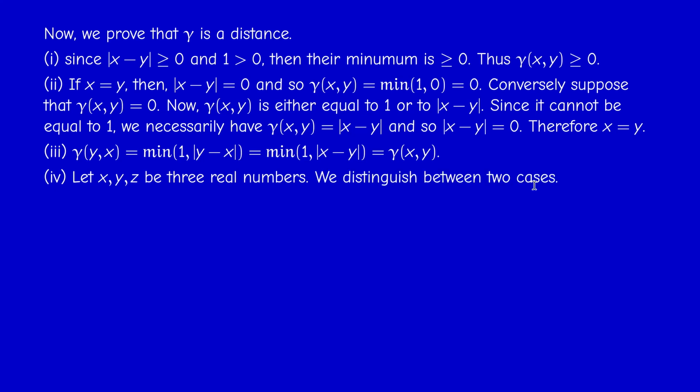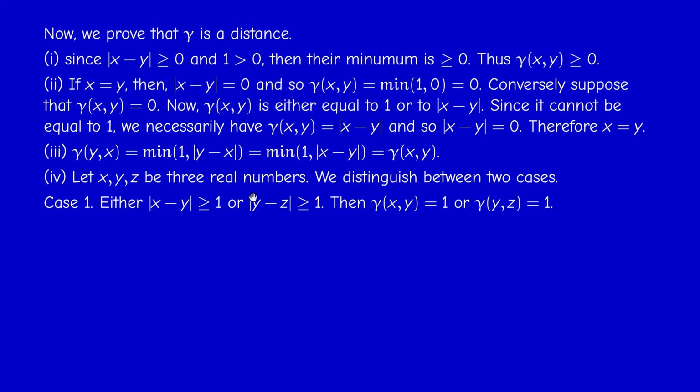So we have to distinguish between 2 cases. If I take now 3 real numbers, x, y, z, I want to prove that gamma of xz is less or equal than gamma of xy plus gamma of yz. So there are 2 cases. First case, one of these 2 numbers, x minus y in absolute value and y minus z in absolute value, one of them, maybe both, but one of them is at least 1. Okay? What happens in this case?